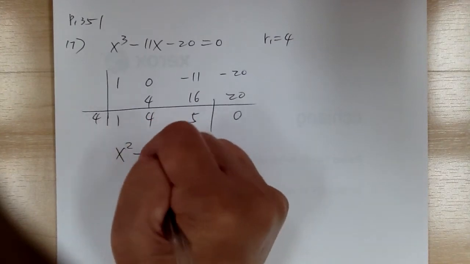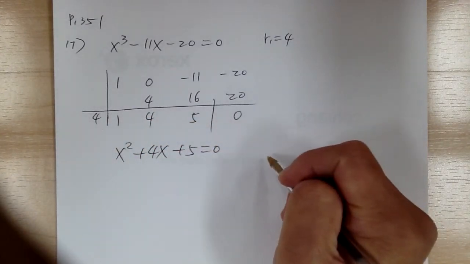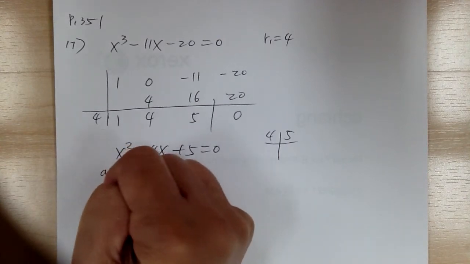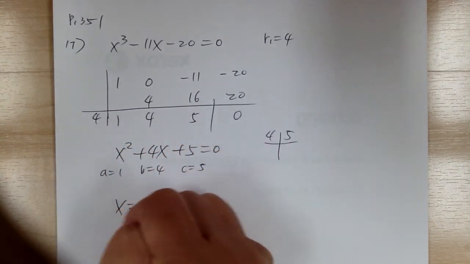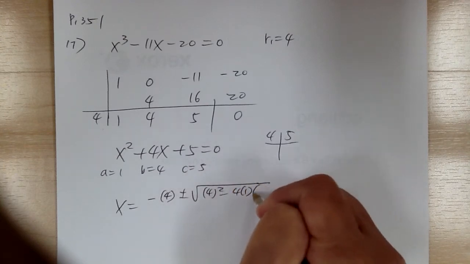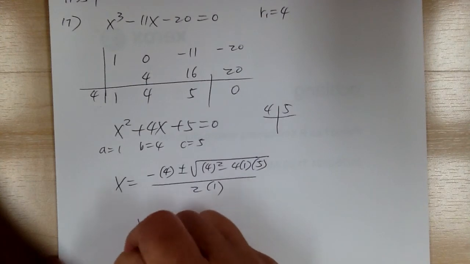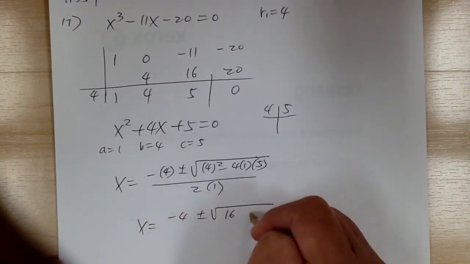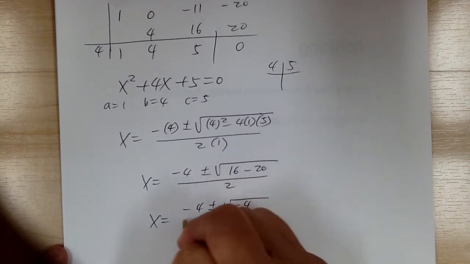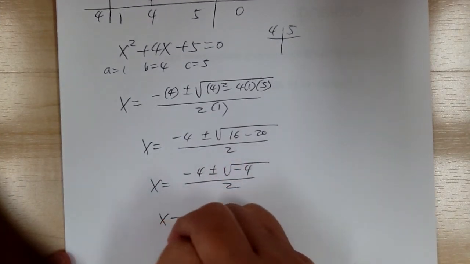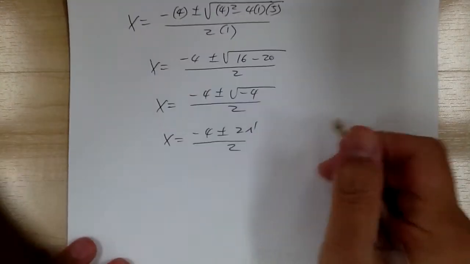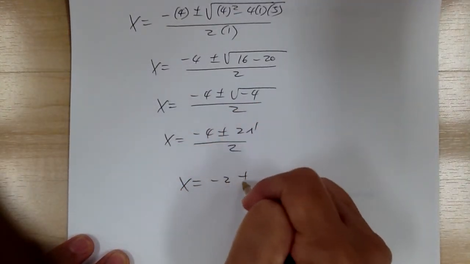So from here, you're going to get x squared plus 4x plus 5 equal to 0. If you try factoring, it's not factorable, so you have to use the quadratic formula. Here a equals 1, b equals 4, c equals 5. So x equals negative b plus or minus the square root of b squared minus 4ac over 2a. So x equals -4 plus or minus the square root of 16 minus 20 over 2. So x equals -4 plus or minus the square root of -4 over 2. This would be 2i, so x equals -4 plus or minus 2i over 2. Then you can divide by 2, so you get x equals -2 plus or minus i.